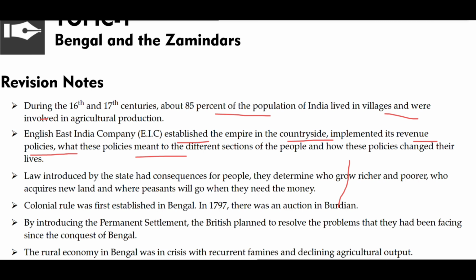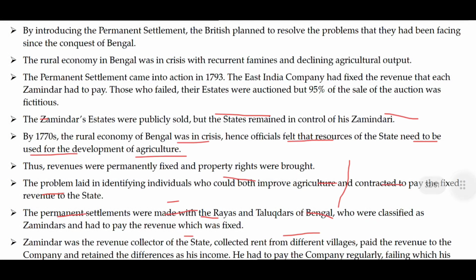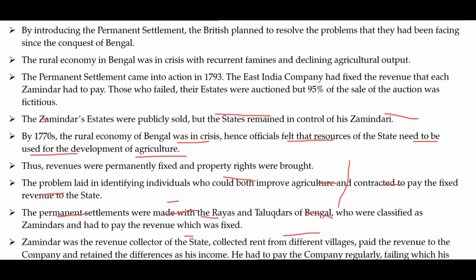Laws introduced by the state had consequences for people. They determined who would grow richer and poorer, who would acquire new land, and where peasants would go when they needed money. Colonial rule was first established in Bengal. In 1797 there was an auction in Bardhaman. By introducing the Permanent Settlement, the British planned to resolve the problem they had been facing since the conquest of Bengal. The rural economy of Bengal was in crisis, with recurrent famines and declining agricultural output.